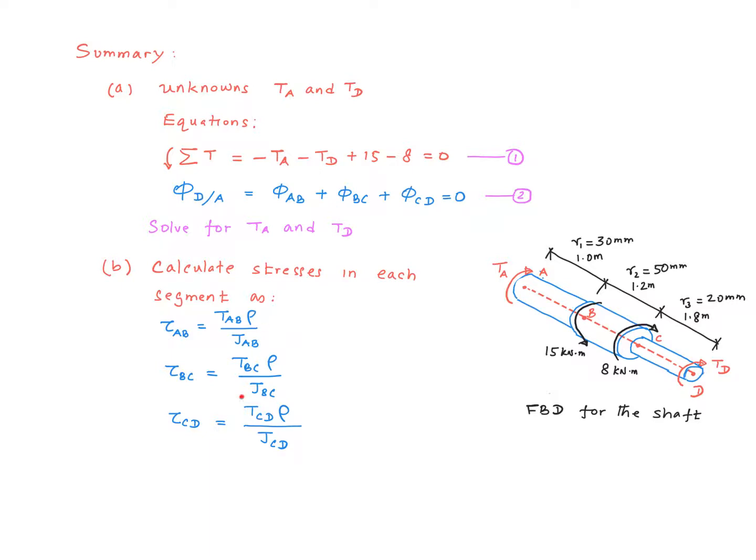So using the two equations, we can solve for these two unknowns first, T sub A and T sub D. Then we use the torsion formula to calculate the stresses in each of the three segments. And these are those formulas. And here T AB, T BC, and T CD are the internal torques in these three segments respectively. Rho is the radius measured from the center. J AB, J BC, and J CD are the polar moments of inertia of the three segments. And of course, if you are interested in calculating the maximum shear stresses in each of the segments, we will be using the radius of the shafts for rho.